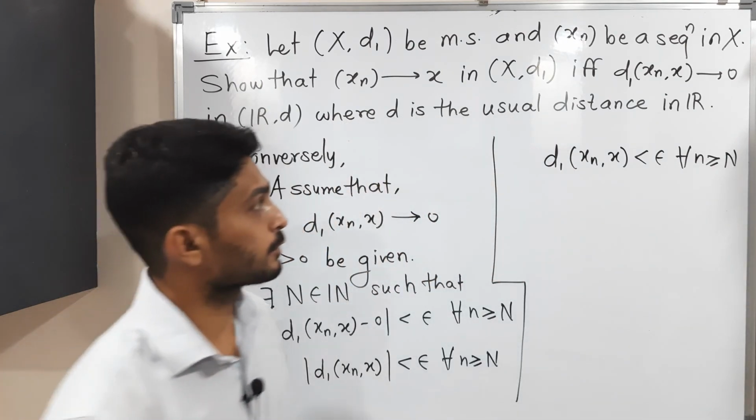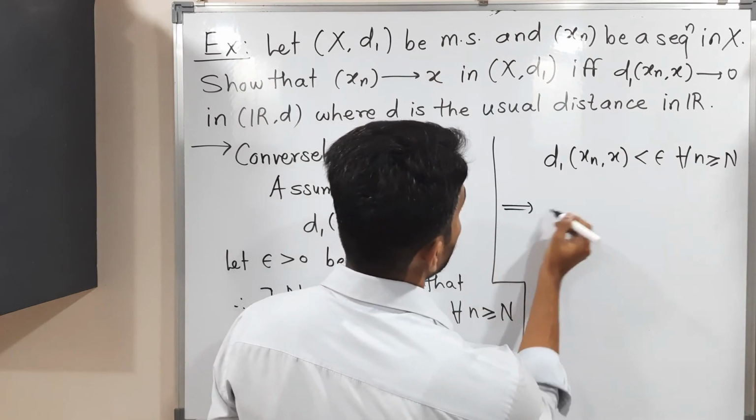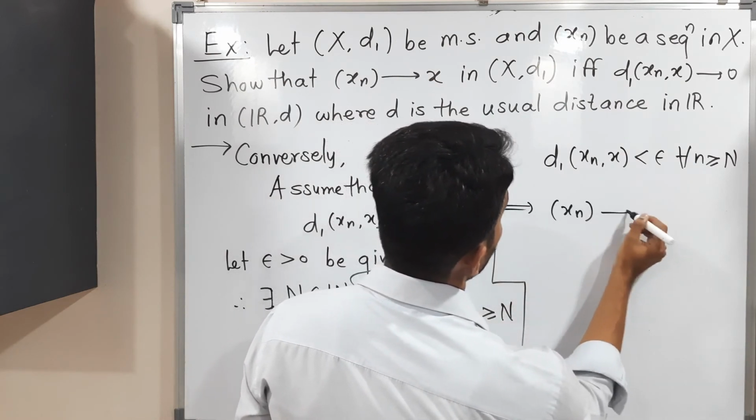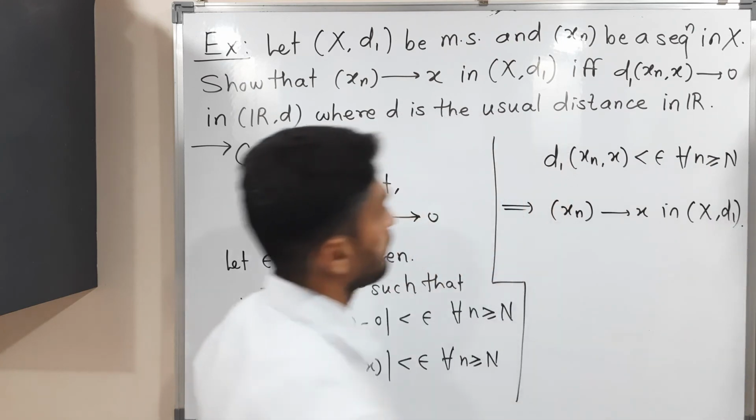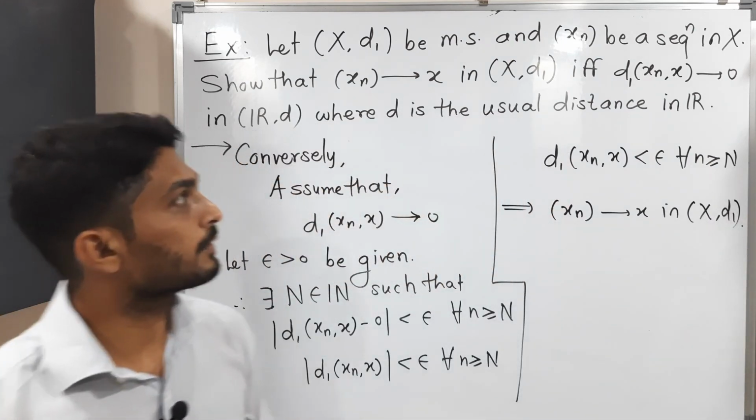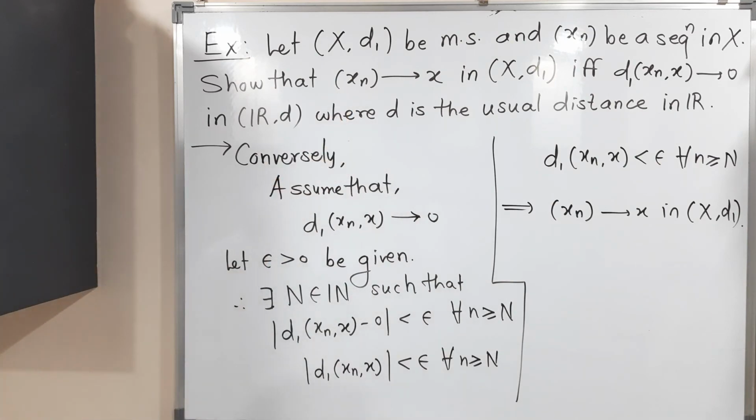So therefore sequence Xn converges to X. So this implies Xn converges to X in (X, D1). Okay. So yes, in this way we proved the second part also. So here we have completed the proof.